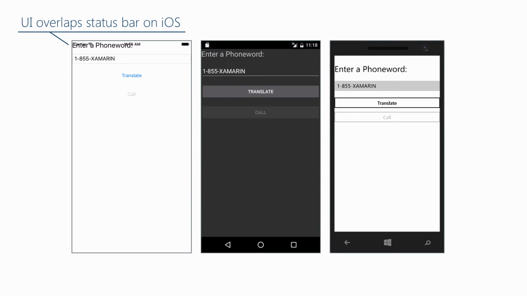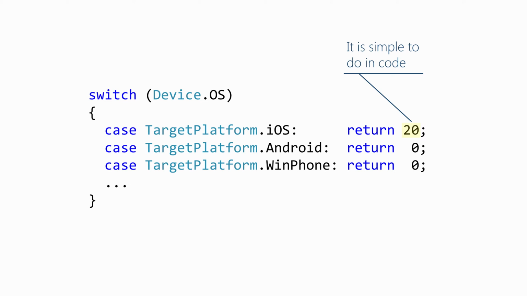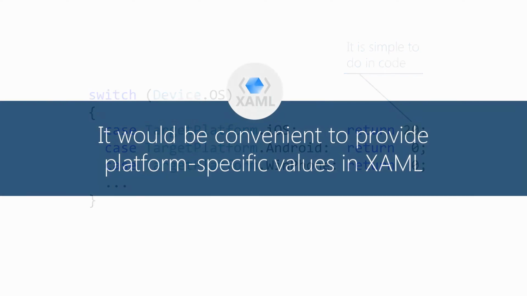So we'd like to set a padding here where the top value is 20 units on iOS, but 0 on the other two. If we were doing this from code, it would be easy. We could just look at the operating system at runtime and return the appropriate value. But our goal is to do it from XAML rather than from code. This is a UI-specific value, and arguably it's more appropriate, more convenient to do it from XAML rather than code behind.